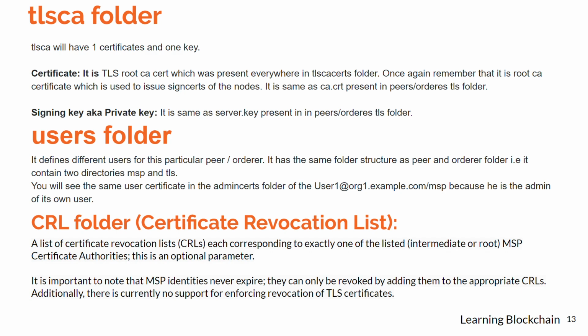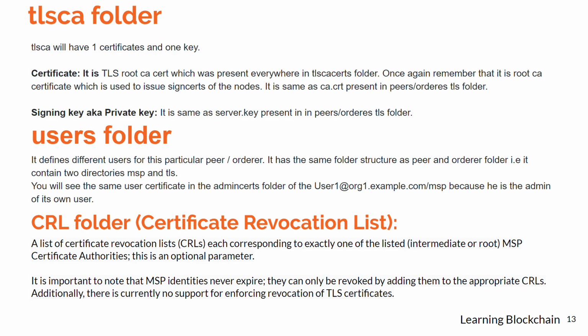That means that if you somehow put some certificates inside the admin certs folder, then Hyperledger Fabric internally assumes it as the admin. If something is present inside the admin certs folder and something is present inside the sign certs folder, so the sign certs folder is actually your key, and if something is present inside the admin certs folder, then that particular key has the admin right.